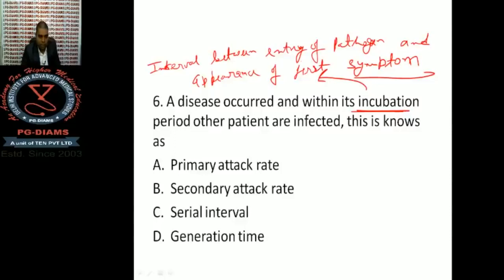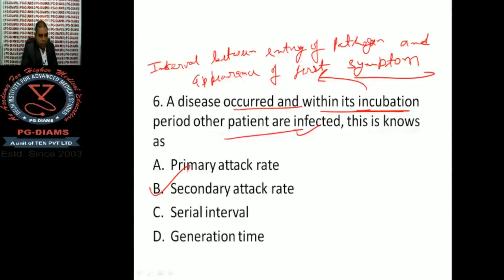Okay. Then the question says that a disease occurred and within its incubation period other patients are infected. If only one bout of patients is infected, bout means only one group of patients affected, it is primary attack rate. But since within its incubation period other patients are infected, it is known as secondary attack rate. Okay, let's understand the definitions one by one.